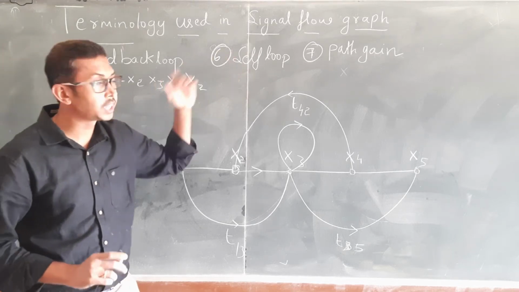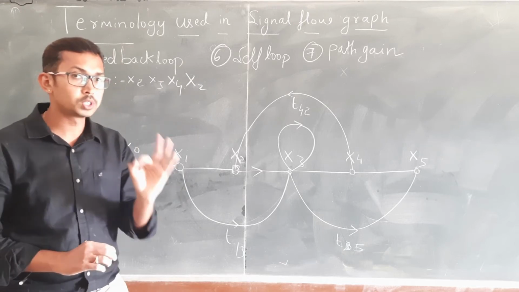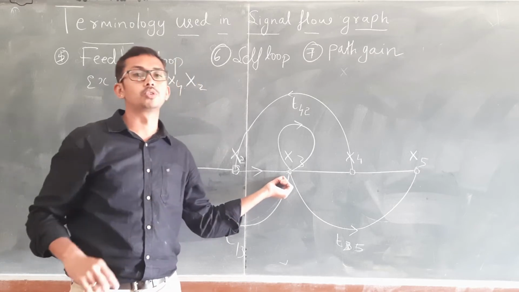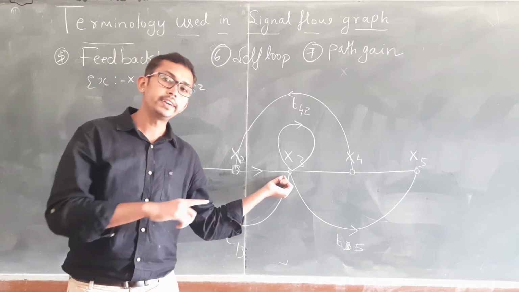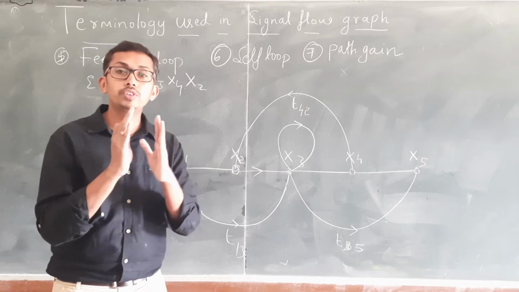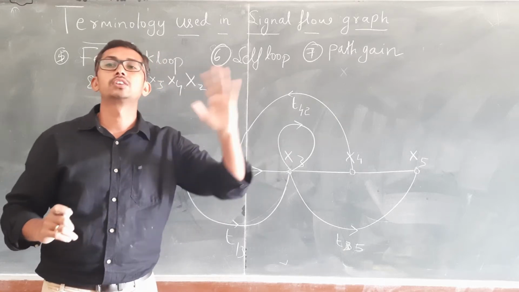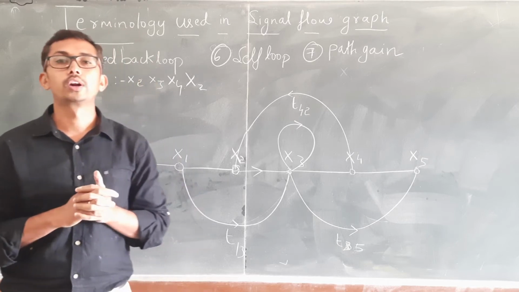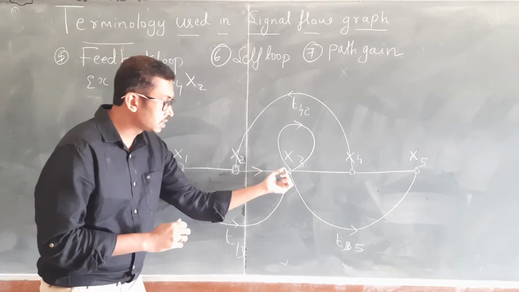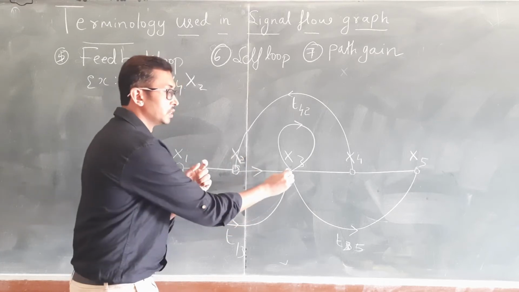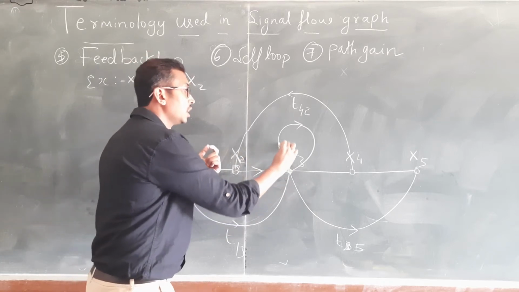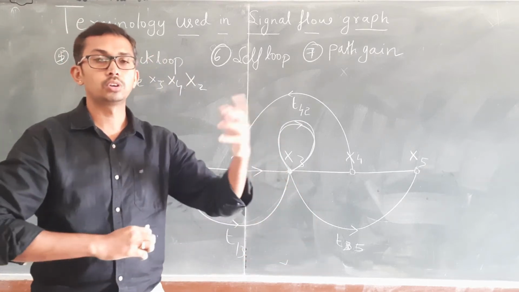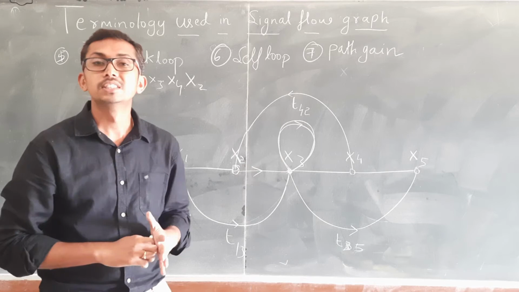What is the meaning of self loop? The self loop is one which starts and terminates at the same node, without traveling any other node. So that we are going to call as what? Self loop. In this case, there is a self loop which starts from x3 and ends at x3 without traveling the other node. So that is what the self loop is.